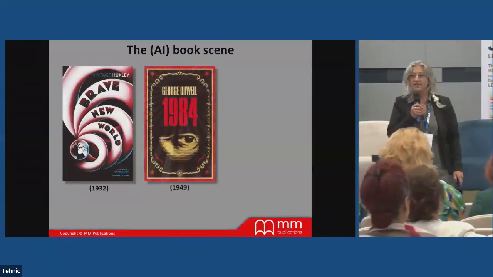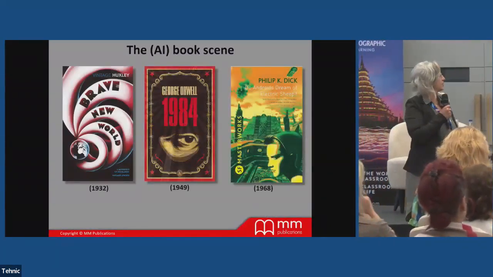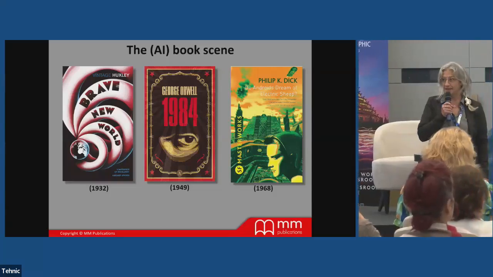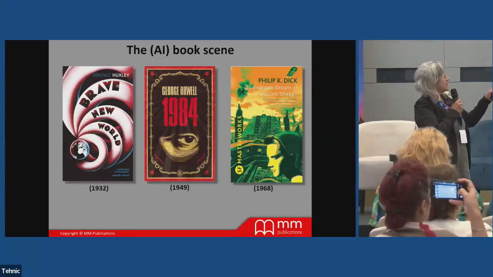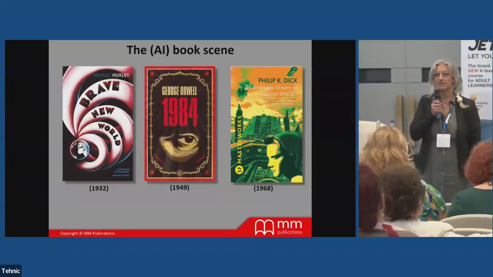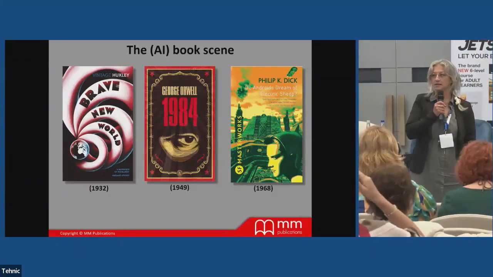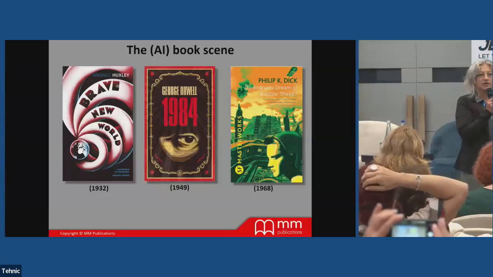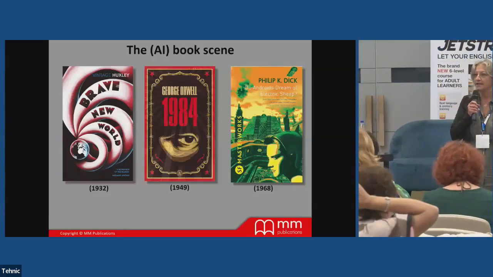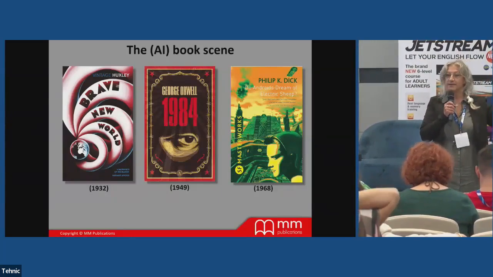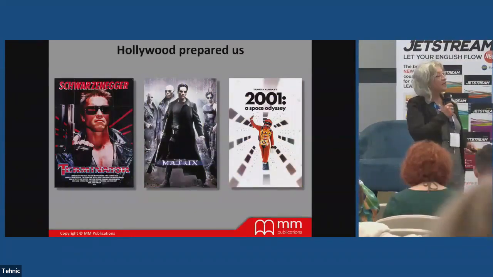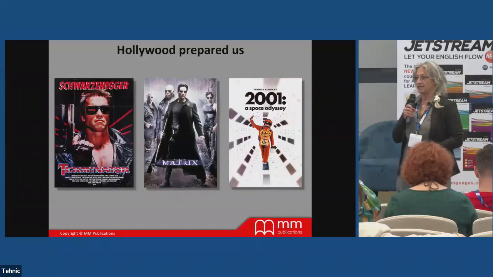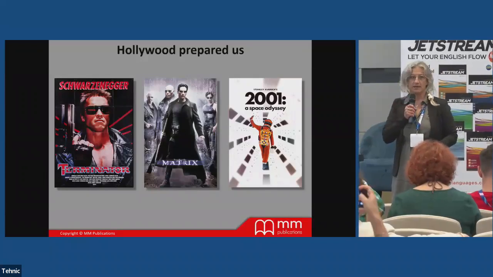Also, I don't know if anyone's read any of these books, but we were prepared for this. Actually, Do Androids Dream of Electric Sheep is one of my favorite books. Has any of you ever read that? It's the book behind the story for Blade Runner. Have you seen the film Blade Runner? Okay, read the book. It's fantastic. But, you know, Hollywood's been preparing us for this for a long time as well, okay?